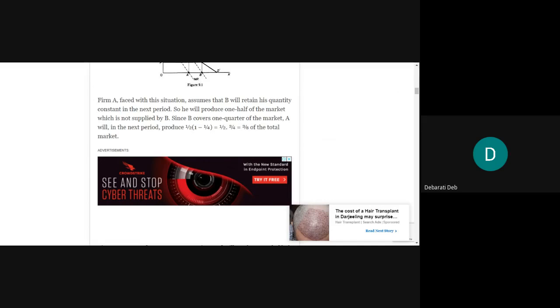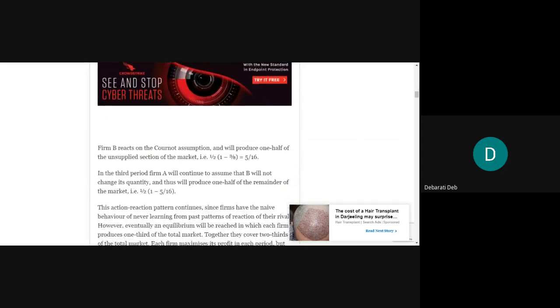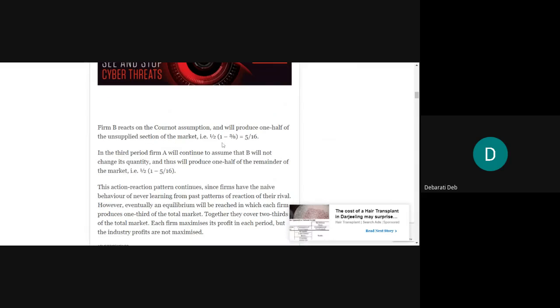Then again farm B will capture half of the leftover market. That means 3 by 8 was captured till now. Then remaining is how much? 1 minus 3 by 8 is the remaining. 1 is the whole market and 3 by 8 is the market captured till now. So 1 minus 3 by 8 and half of that amount will again be captured by farm B. That is 5 by 16.